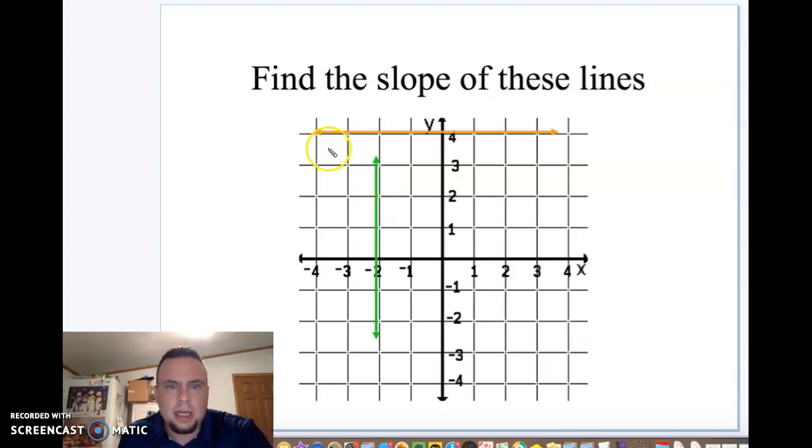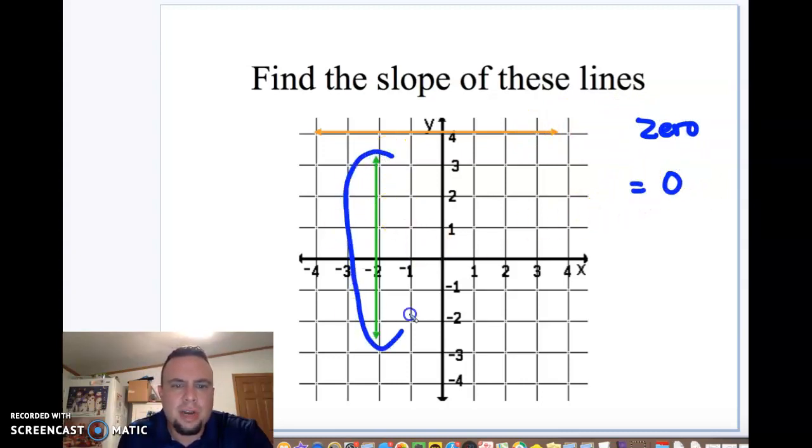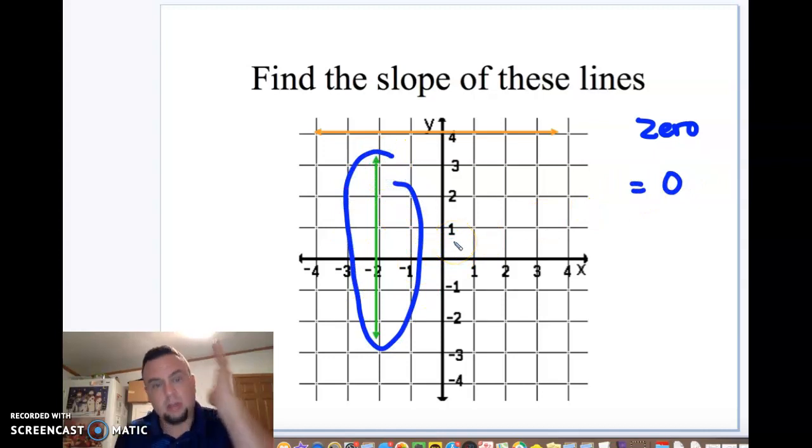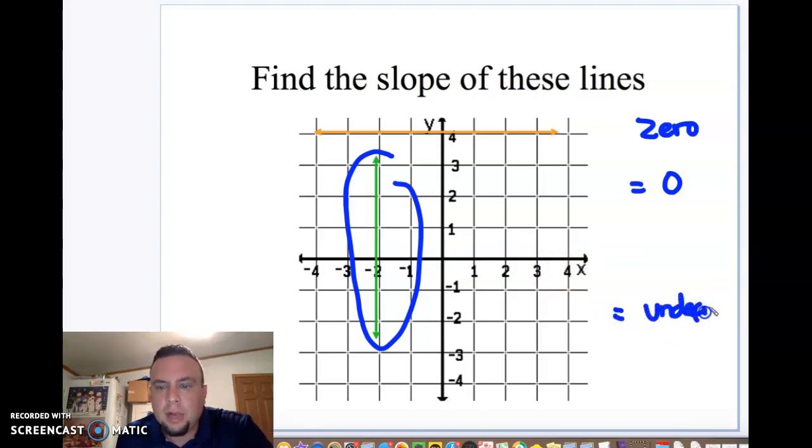Find the slope of these lines. We did this already. If you see a straight horizontal line, it has a slope of 0. And if you see one straight up and down, I'm talking straight vertical line, it has a slope of undefined. Okay, you can't define how steep that is.